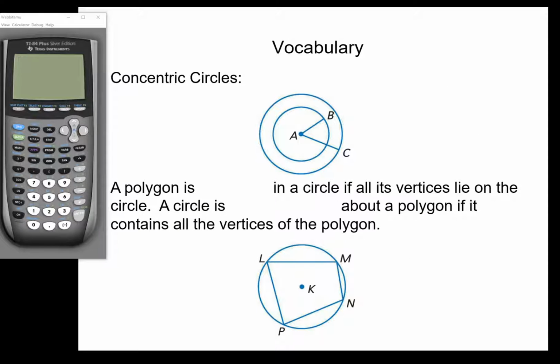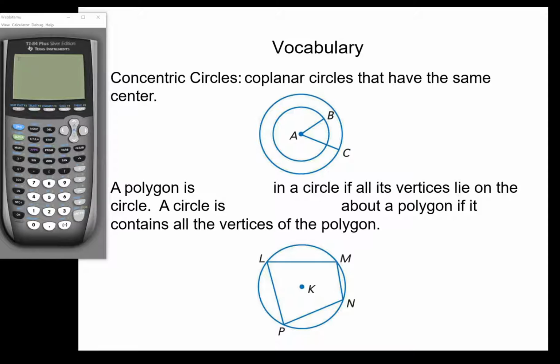Okay, concentric circles. Concentric circles are circles that have the same center. They must be in the same plane, so coplanar circles that have the same center. Here we have two circles named circle A. One of them has a radius of AB, the other has a radius of AC. Now, our two weird words here.